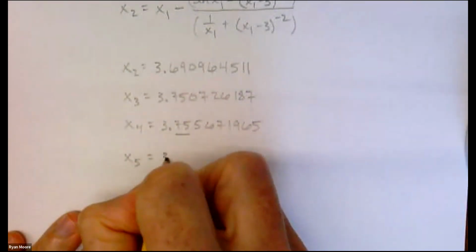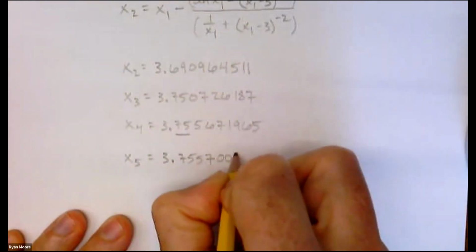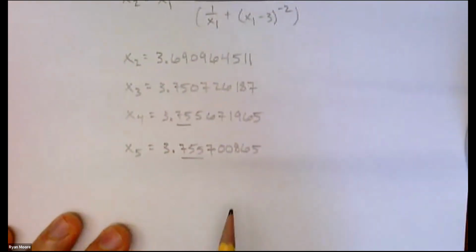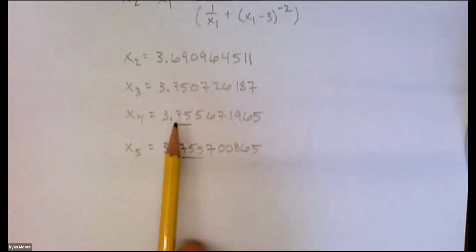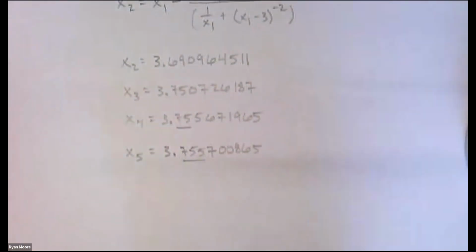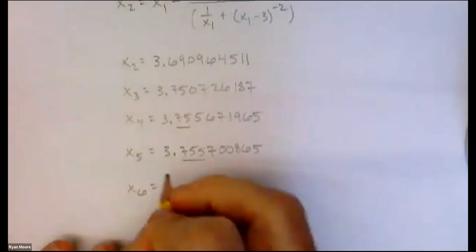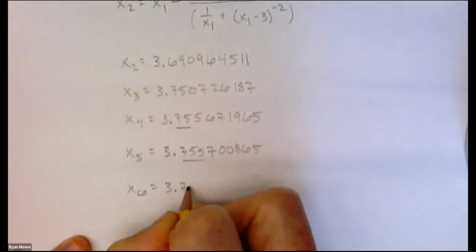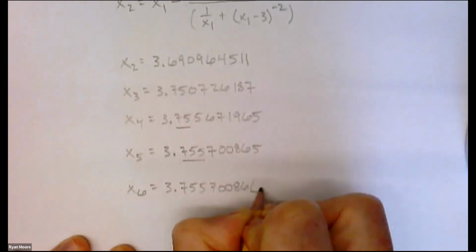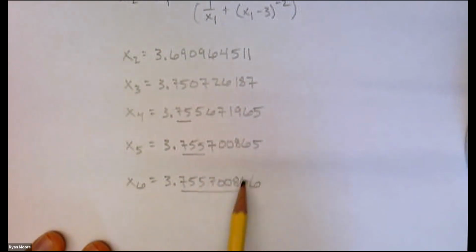Okay, X5 is 3.755700865. And we got now 3 places to repeat. And that next one's real close. Oftentimes what you'll find is, here nothing repeated, then 2, then 3. Sometimes there'll be this leap, and all of a sudden you're done. And I think that's even what happens right now. 3.755700866. Look at that. Now we've got 1, 2, 3, 4. We've got 8 places repeated.